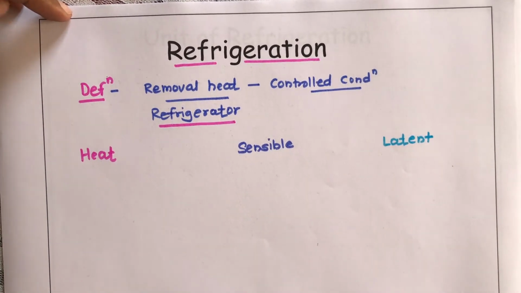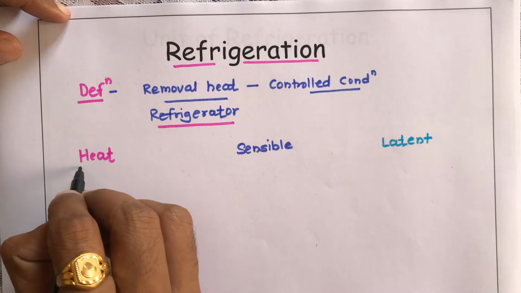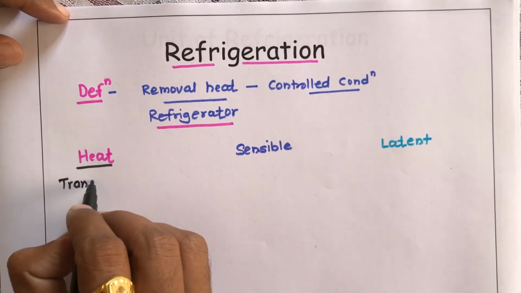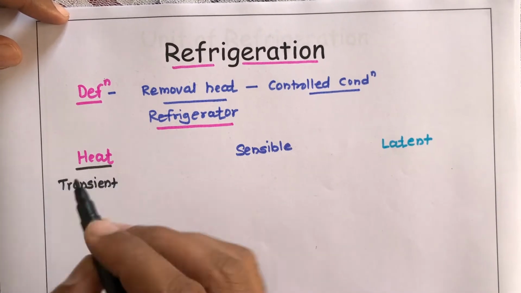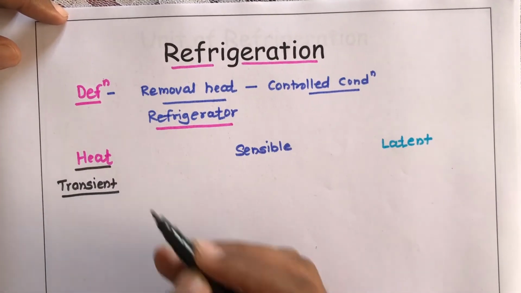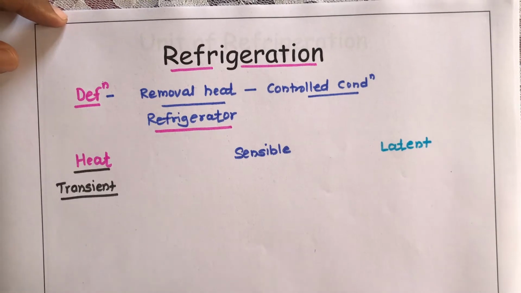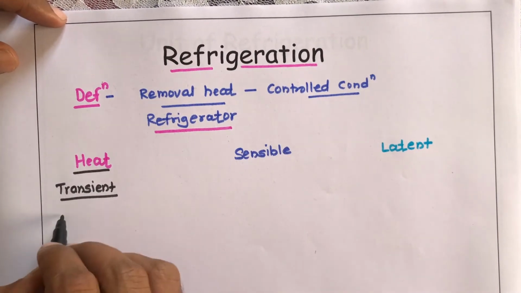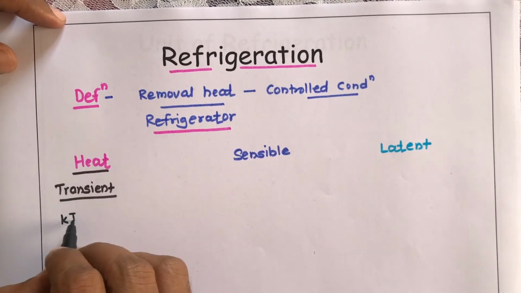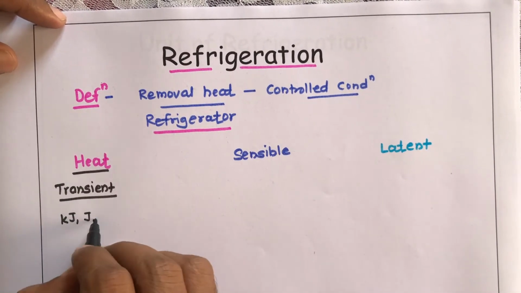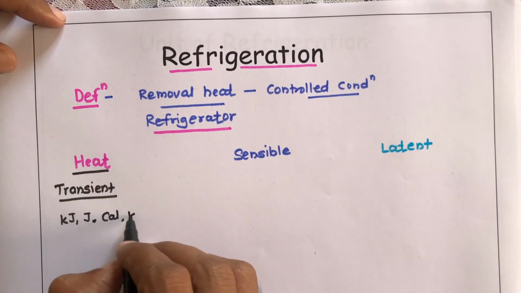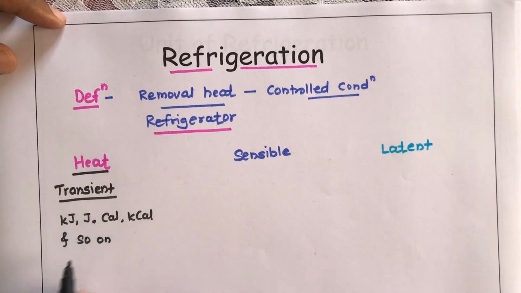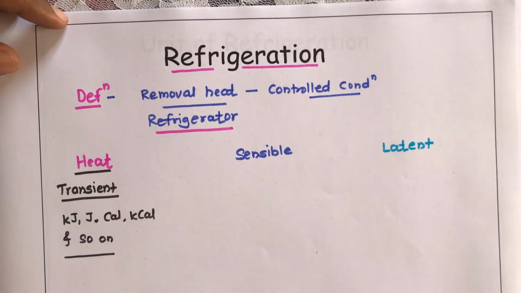Now how can we define heat? Heat is nothing but simply energy which is in a transient state. Transient state means the energy which we cannot store for a longer time. This we can measure in different units, that may be kilojoule, joule, calorie, kilocalorie, and so on. Many more units are there for the measurement of heat.